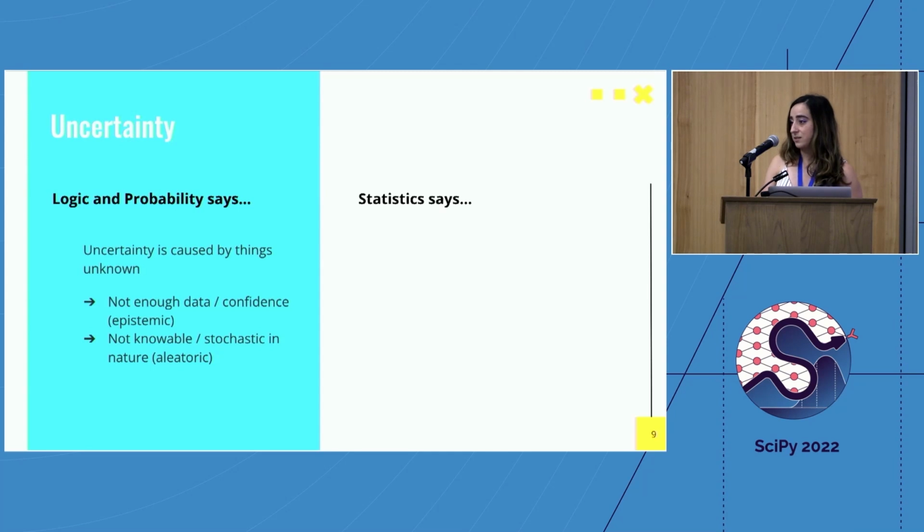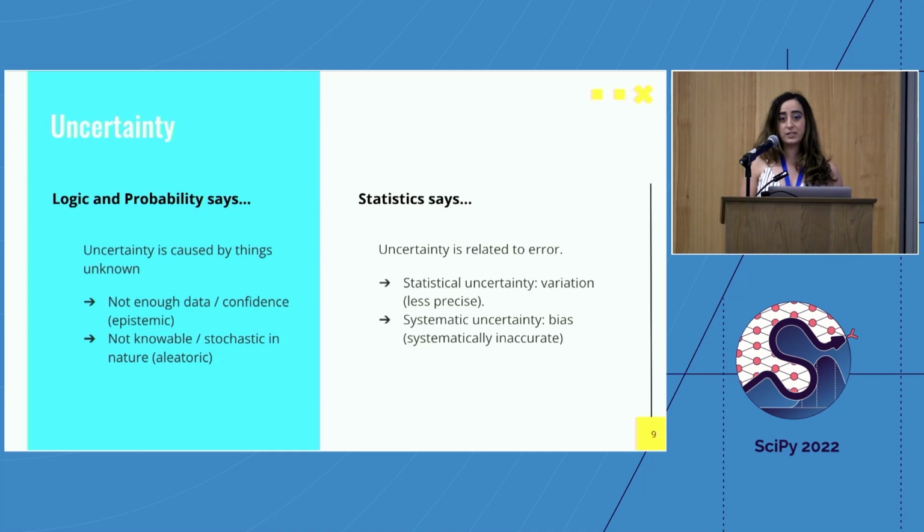The other way to look at uncertainty is through the lens of statistics, which says that uncertainty is related to error. So you have statistical uncertainty, which says, okay, you have a lot of variation, you are less precise. And then you have systematic uncertainty, which means you have bias. You are systematically inaccurate. And either way we slice the cake, lacking in confidence or having error in any analysis you want to do is an undesirable outcome.